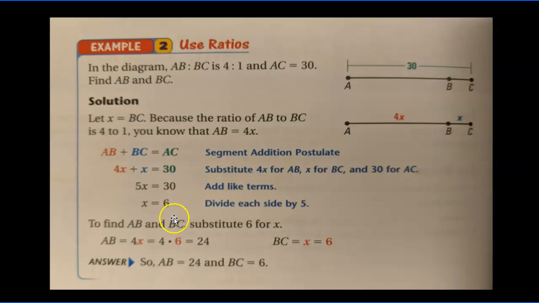So now I have to go back to my original ratio, and I have to do 4 times X, or 4 times 6 equals 24. That's what AB equals. And then just plain old X equals 6. BC is just going to equal 6. Adding them together gives me the original 30. So be very careful. I like to underline exactly what they want me to find. Here they said find AB and BC. So I would underline that.